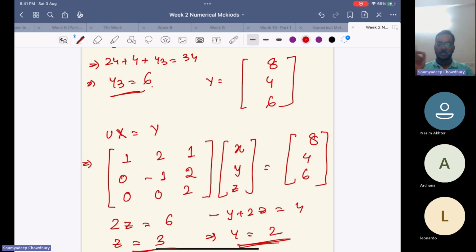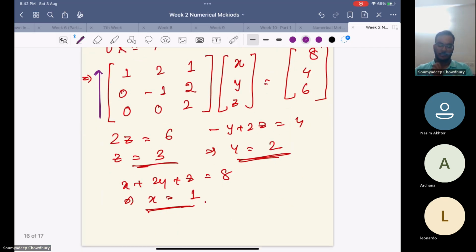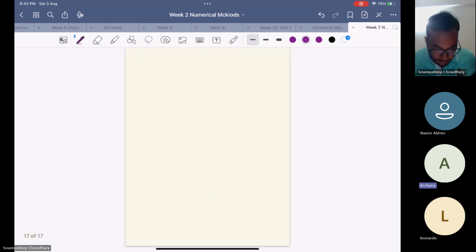Ux equals Y. You know the upper triangular matrix. X is the unknown matrix, X, Y, and Z. The right-hand side matrix is unchanged, which is 8, 4, and 6. That is Y. Now you do back substitution again from the bottom. Whenever you have an upper triangular matrix, you have to do back substitution. And whenever you have a lower triangular matrix in your system, you will do front substitution. From that, you will get X, Y, and Z. Is it clear, Archana? Yes, sir. Okay, fine. It's clear, right? Yes, sir.